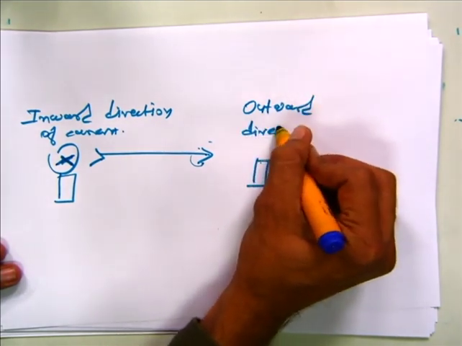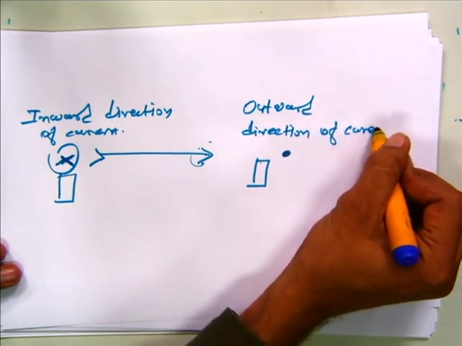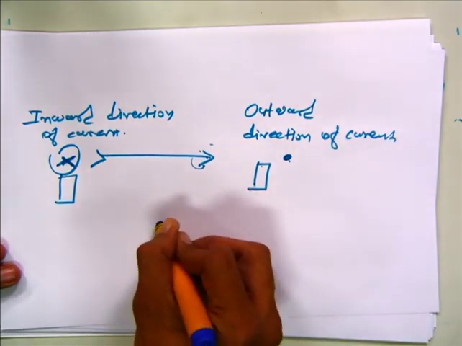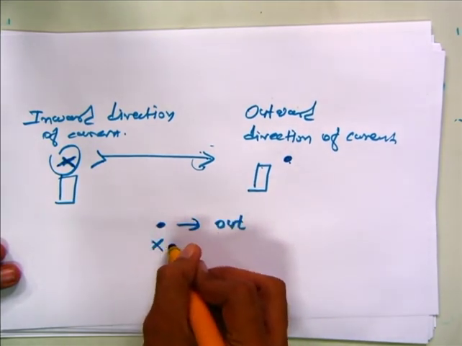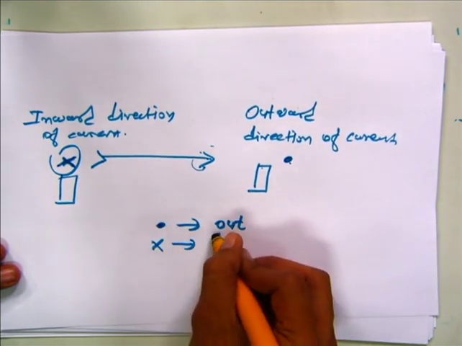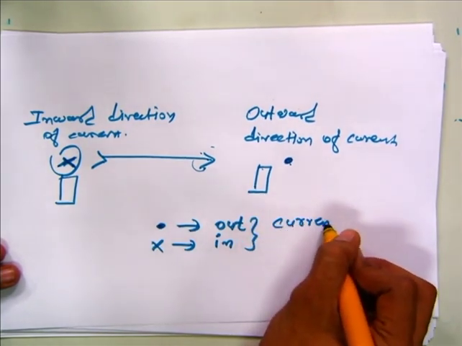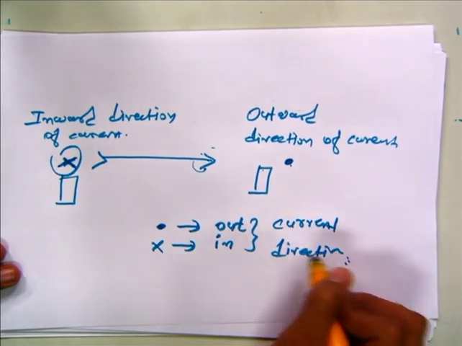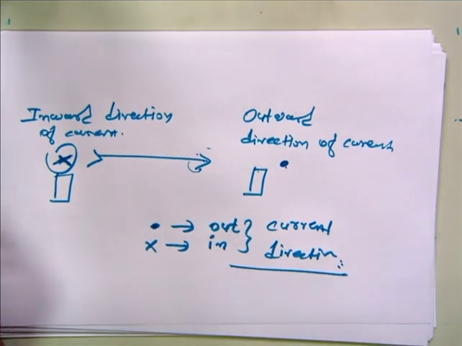And if my direction of current is outward, then I am observing the dot. So the dot means the current is coming out. Cross means the current is going in. These are the current directions. So this you have to remember. This nomenclature you have to remember and we have to follow this nomenclature.